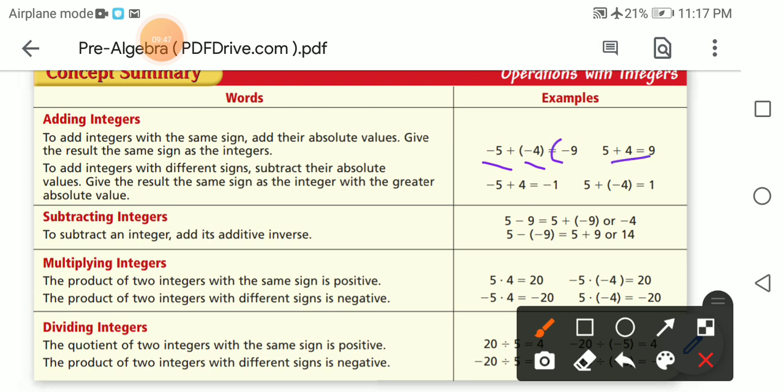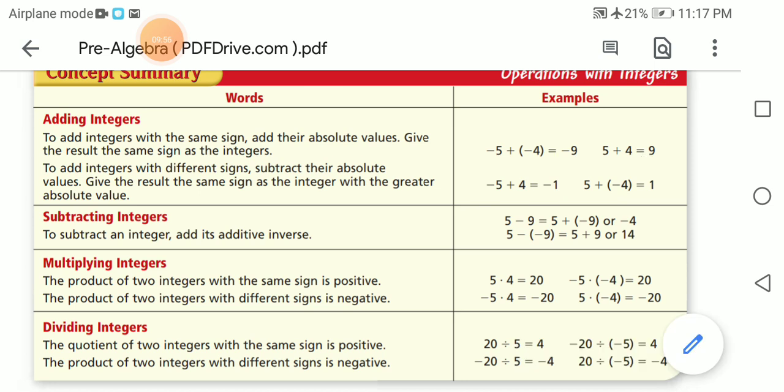And also for the positive. And if they are different, I subtract. 5 minus 4 gives me 1, and I take the sign of the greater number. Easy? Okay, it's easy.